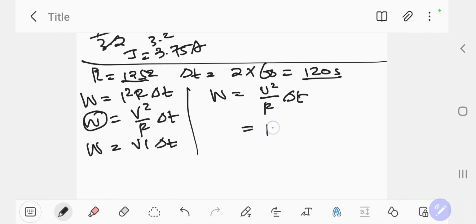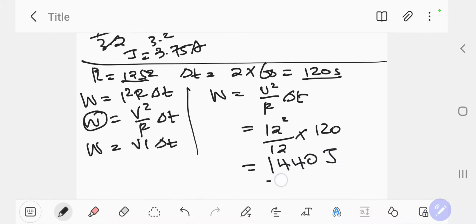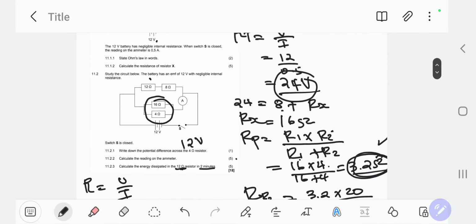This one is going to be your 12 squared over 12 multiplied by 120. So let me see, we're going to have your 12 squared, then the 12, then multiplied by 120, and then we're going to have 144 joules of energy there. All right, let me analyze and see if we did the right thing, especially in terms of the 12 there. So that is the total voltage that is going in there.